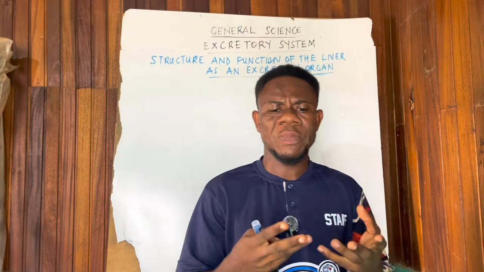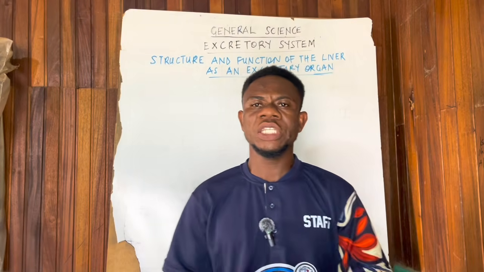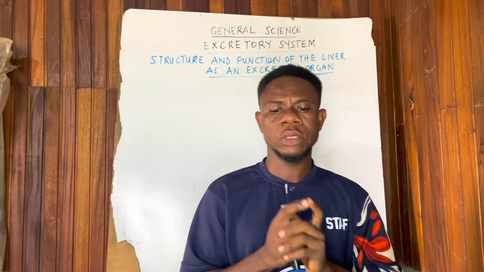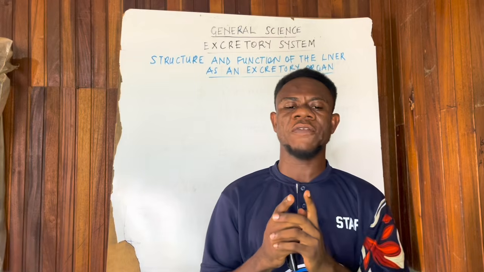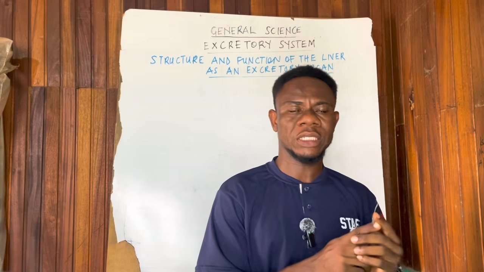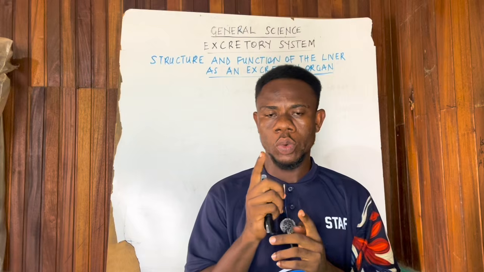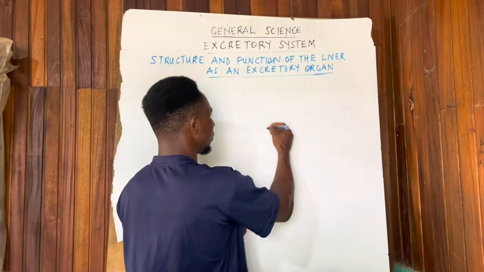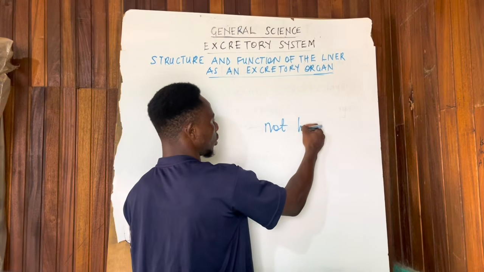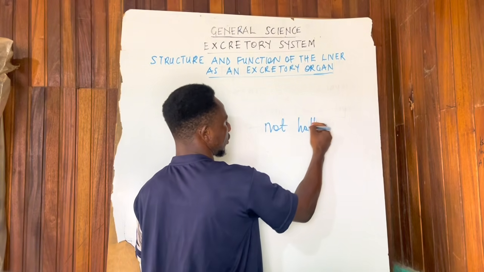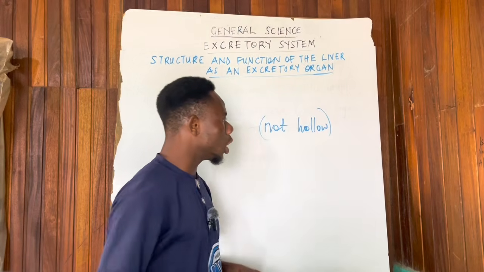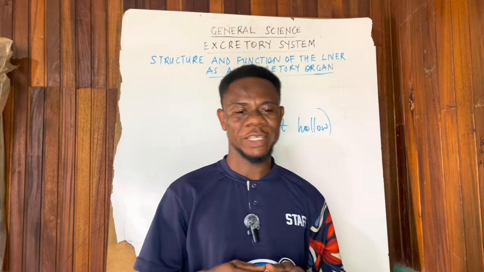What is the general shape and size of the liver? The shape of the liver is approximately cone or wedge shaped, with a smooth rounded surface, firm and solid, not hollow. This means the liver is not hollow in shape.